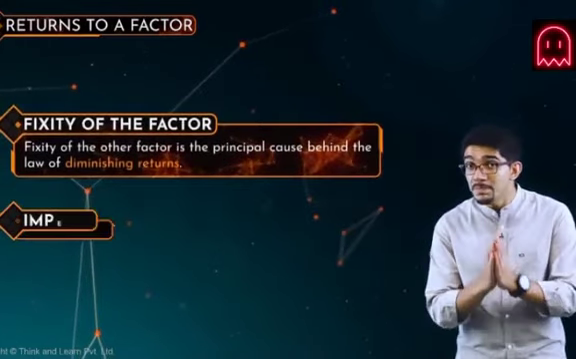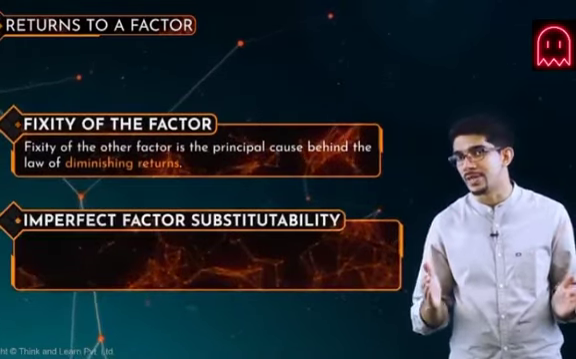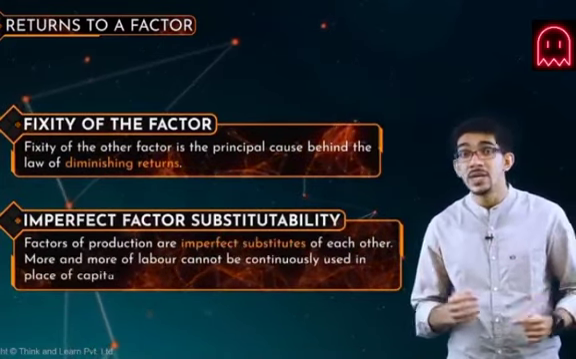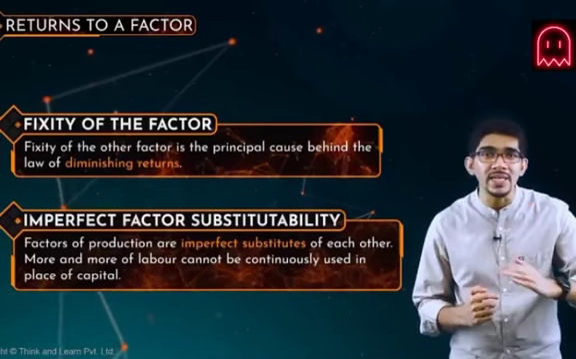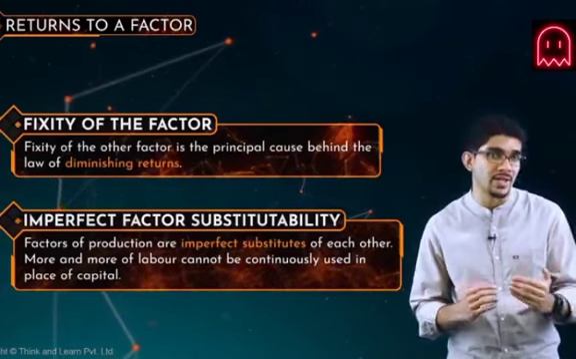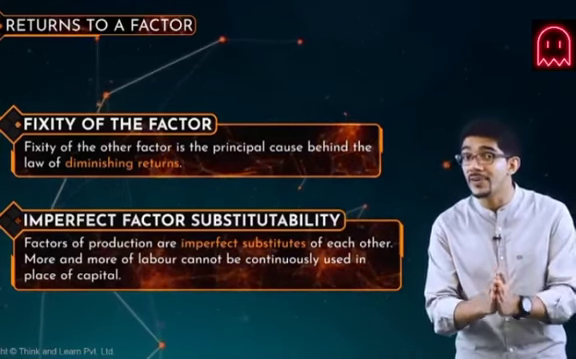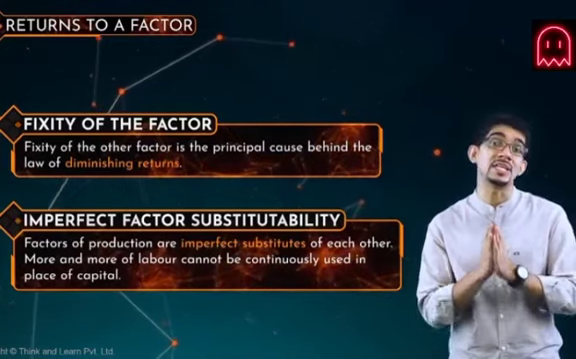2. Imperfect factor substitutability. Factors of production are imperfect substitutes of each other. More and more of labor cannot be continuously used in place of capital. Accordingly, diminishing returns are bound to set in if only the variable factor is increased to increase output.